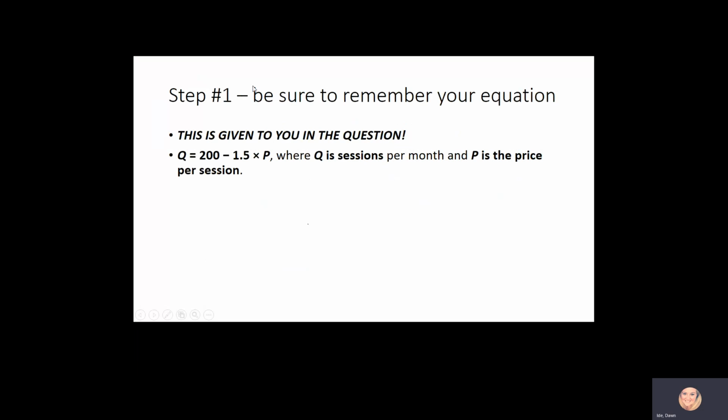Let's move on. So again, step 1, and you could tell I made this because I already said it: be sure to remember your equation. This is given to you in the question. Q equals 200 minus 1.5 times P. I said P100, I'm losing my mind. Again, Q is the quantity, the sessions per month, and P is the price per session. So write that down, however you take these notes, because if you write that down, you will not get lost. I will not lose you.